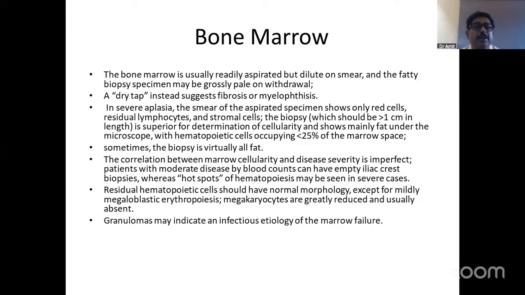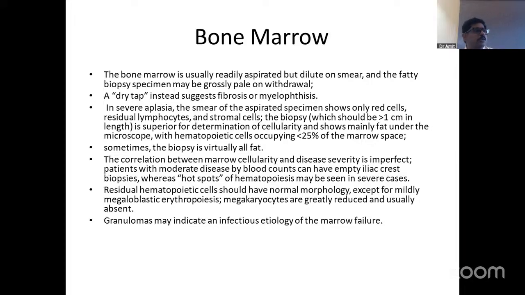is superior for discrimination of cellularity and shows mainly fat under the microscope, with hematopoietic cells occupying less than 25% of the marrow space. So you'll be seeing more fat, fewer cells, and the ratio would be 25% or less. So cells would occupy less than 25%. And in a severe bone marrow failure, you would only see fat.